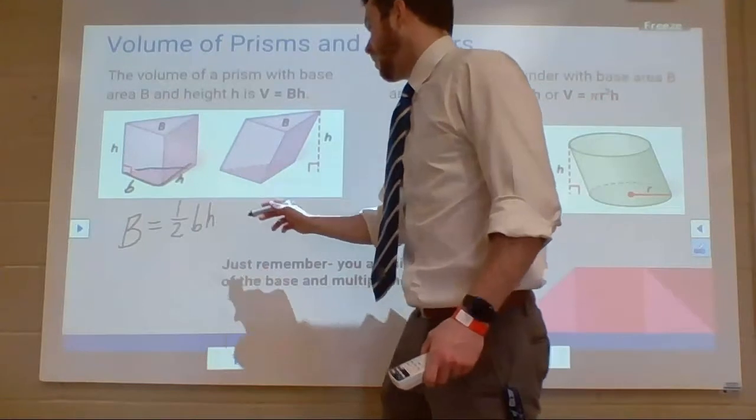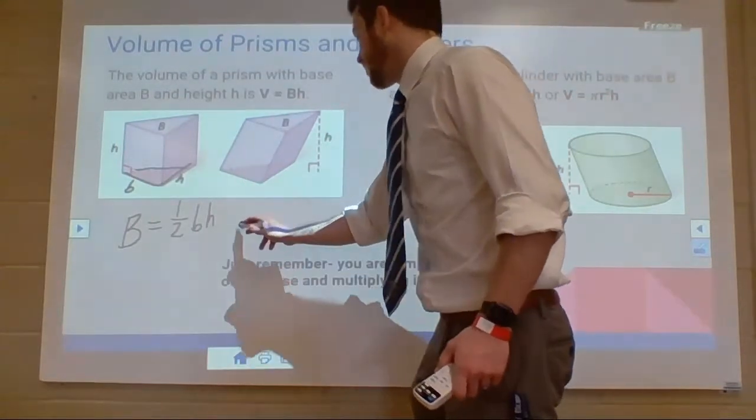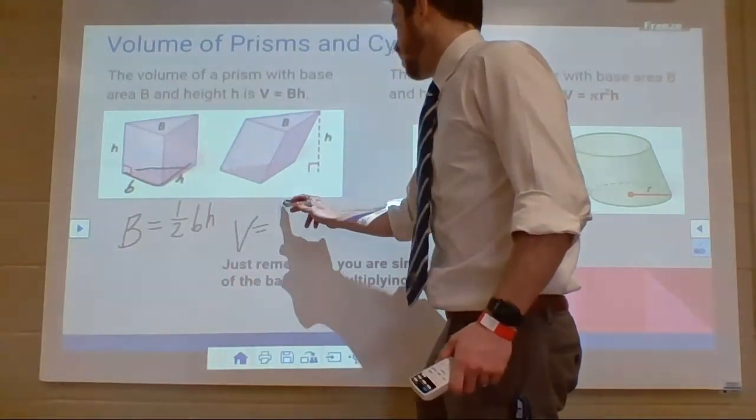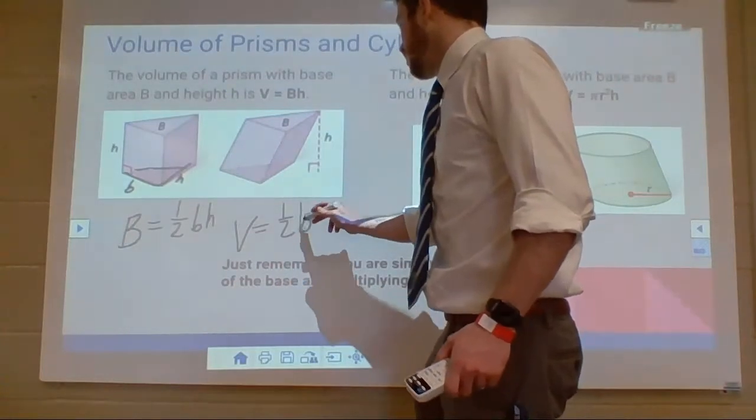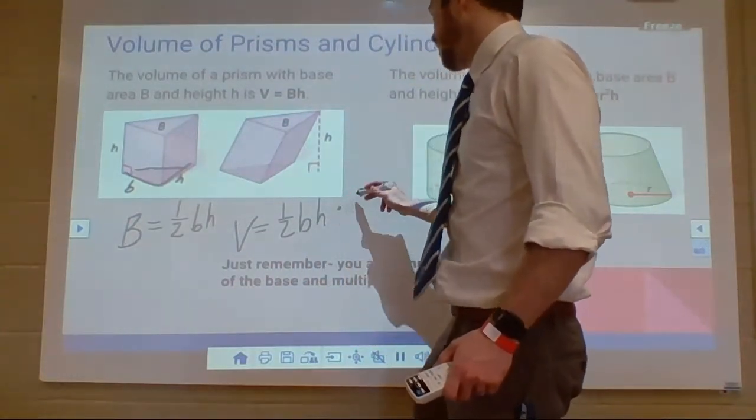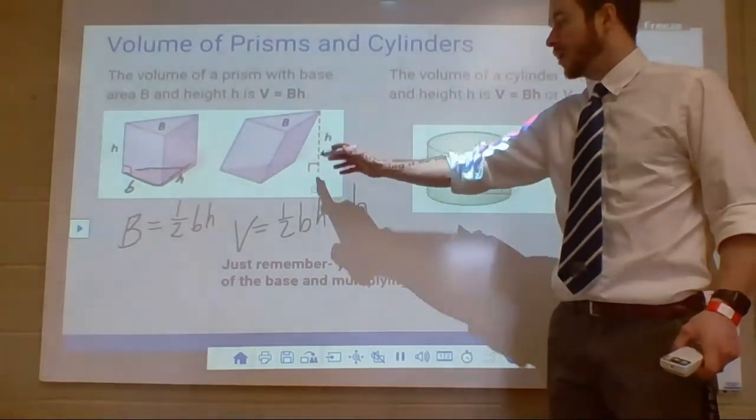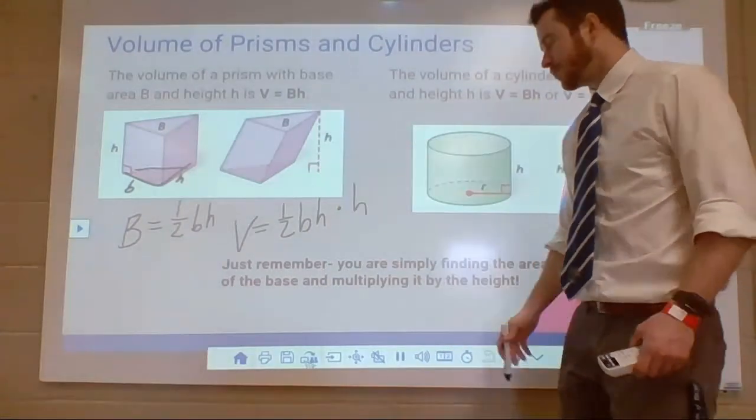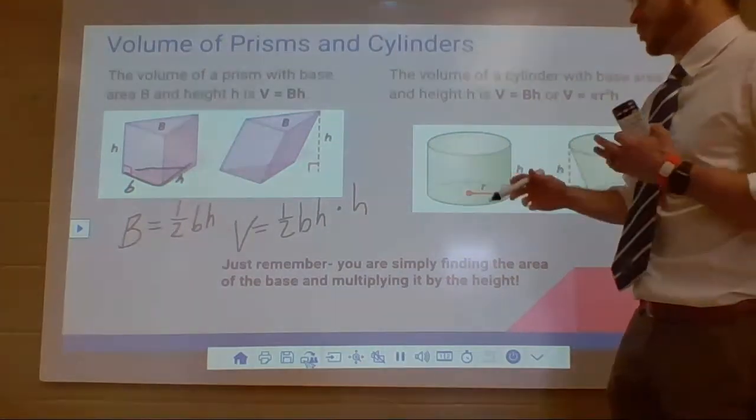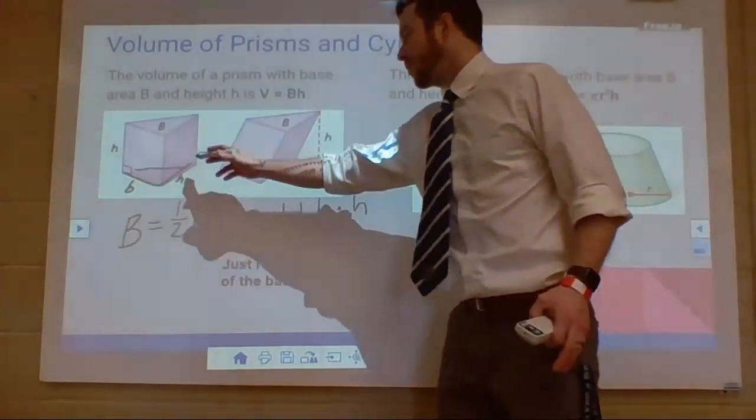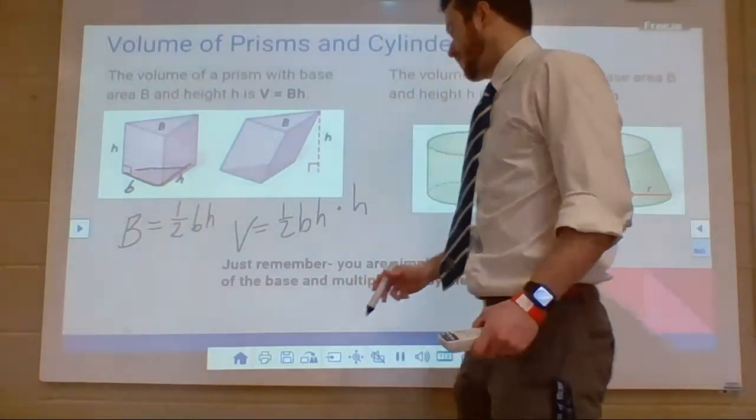And then you would substitute in that formula. So we'd have volume equals 1/2 base times height, times this h, which is going to be the height of the solid, right? So make sure you're understanding that. Find the area of the base and then multiply it times the height there.